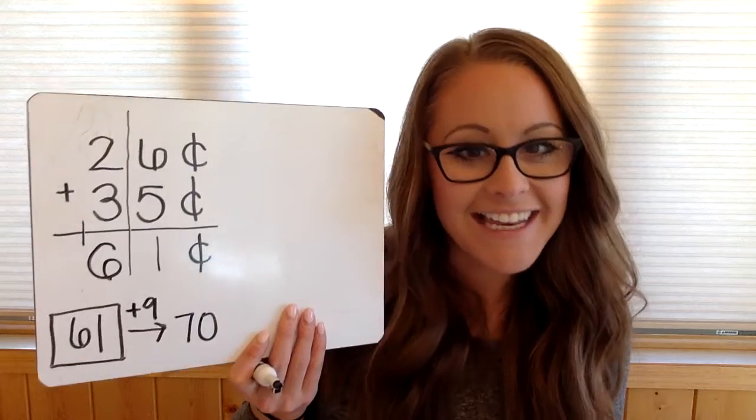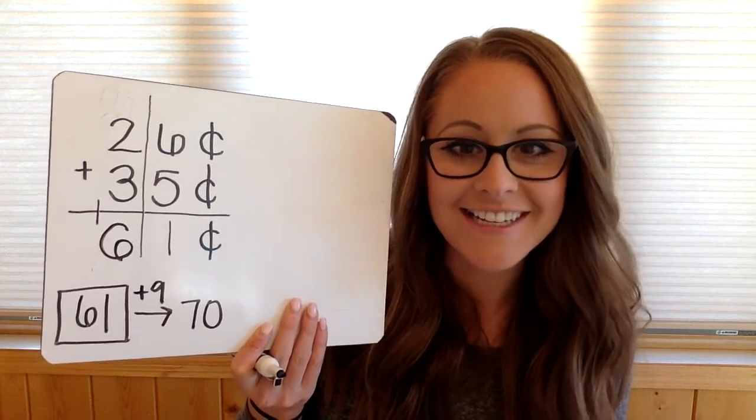Okay, now I need to get up to the next 10. So what is the next 10 after 60? 70. And how many do I have to do to get to 70? 9, right? 61 plus 9 gets me to 70. So far it goes like this. And now I can skip count by tens to get to 100.